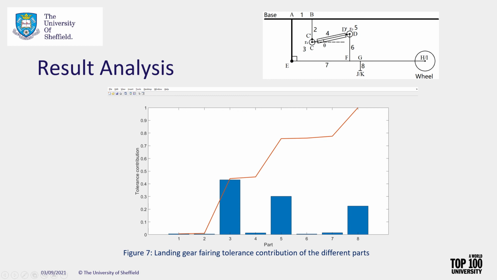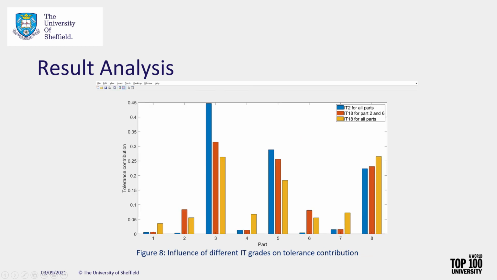To have a deeper exploration of the result, a control experiment is implemented. Figure 8 also shows the tolerance contribution. The blue bar means IT grade 2 for all the parts. The red bar means IT grade 18 for part 2 and 6, which is the maximum IT grade. The orange bar means IT grade 18 for all the parts. The figure shows that a higher IT grade will bring more deviation.